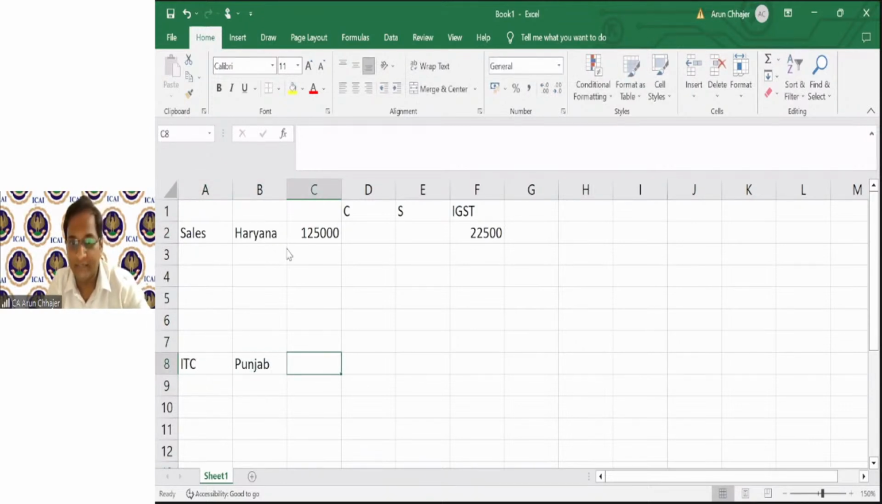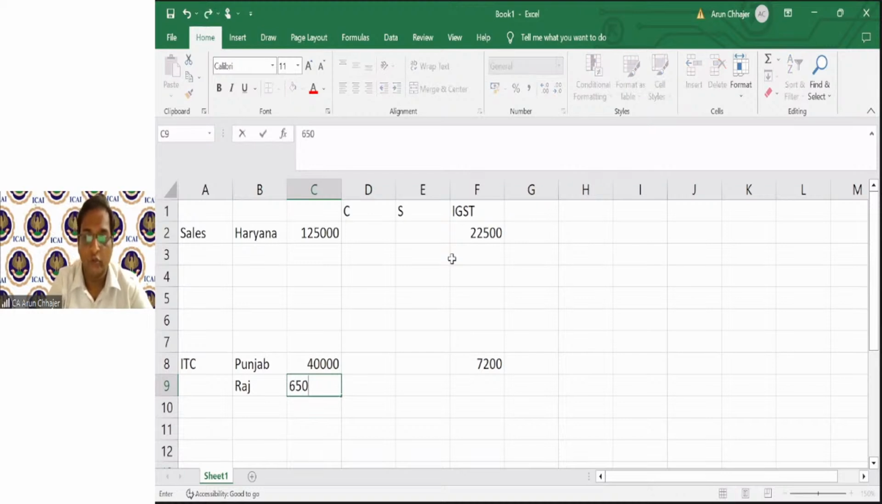पंजाब से माल परचेस किया, so interstate purchase from XYZ registered in Punjab कितना है 40,000. Intrastate purchase from RR Limited, RR Traders registered in Rajasthan. How much amount? 65,000. So it would be CGST and SGST 9%, right?